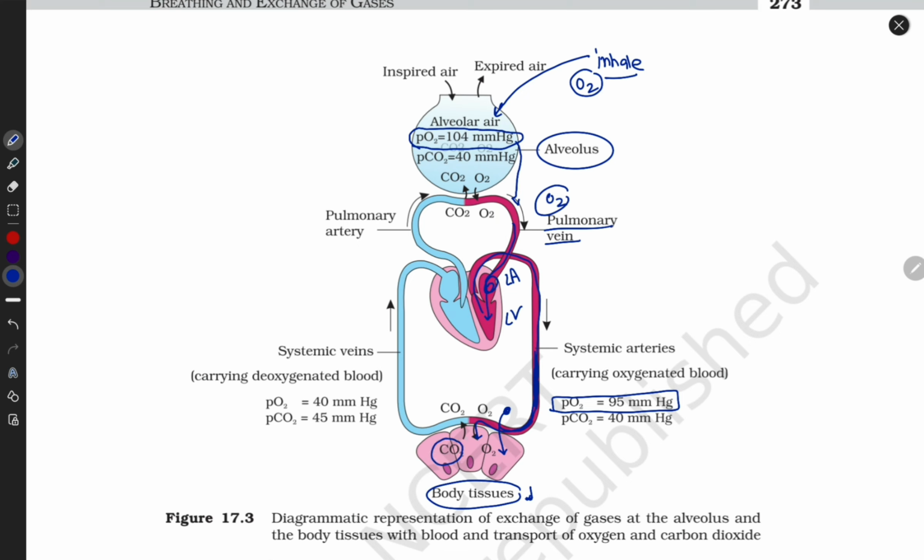Now what happens next? Body tissue contains lots of CO2. It releases its CO2 into the vena cava, veins, and veins carry deoxygenated, meaning CO2, blood. They reach the right atrium. The right atrium valve opens, and this whole CO2 blood enters the right ventricle. The right ventricle is connected with the pulmonary artery, which supplies CO2 blood towards the lungs, and it faces the alveoli and releases its CO2 into the alveoli. So CO2 gets high and is released. This is the whole mechanism of how CO2 is transferred to the alveoli.